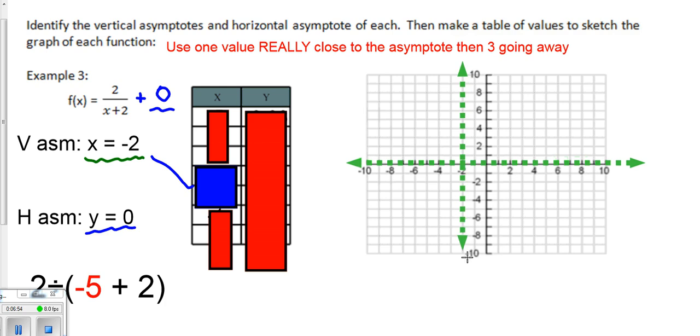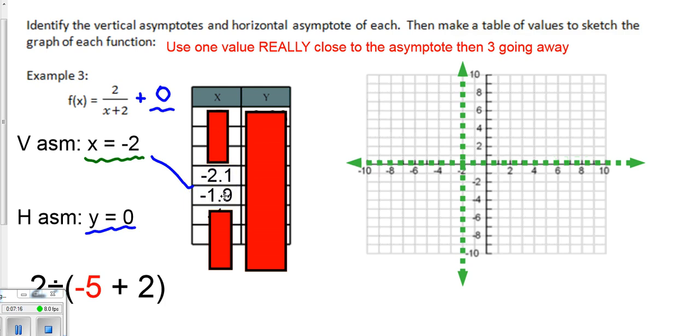Here we have our vertical asymptote, x equals negative 2. Again, all of these values on here, x can never be that value on this line. So our graph will get really close to these two lines, but will never touch them. So now, let's find some values we want to use.